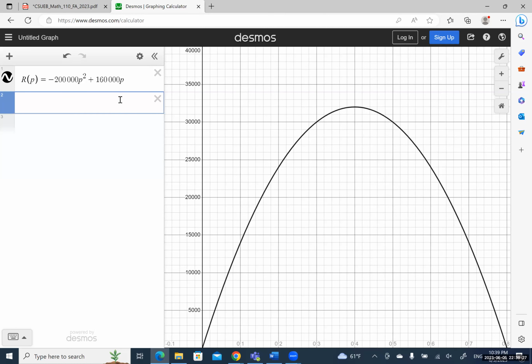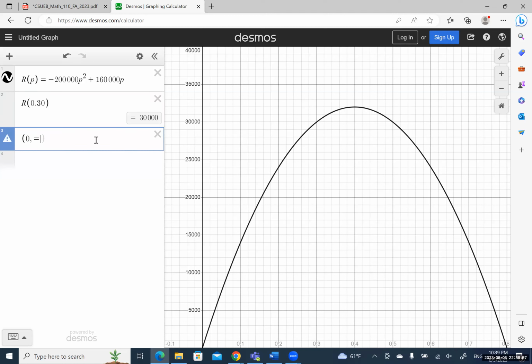Say you want to find revenues at 0.30, right? So if you move around, you can see this part here. Another way is just using R of 0.30 here. That's going to show you 30,000. If you want to show it to the boss, you're going to label that point, say 0.30 comma 30,000. That is the point you need.